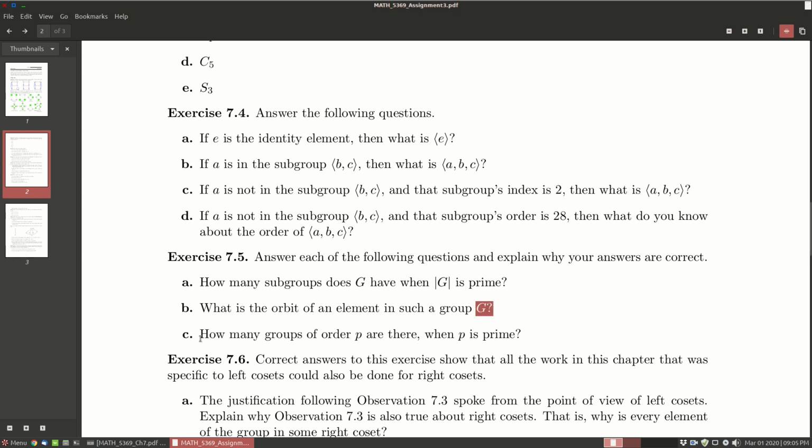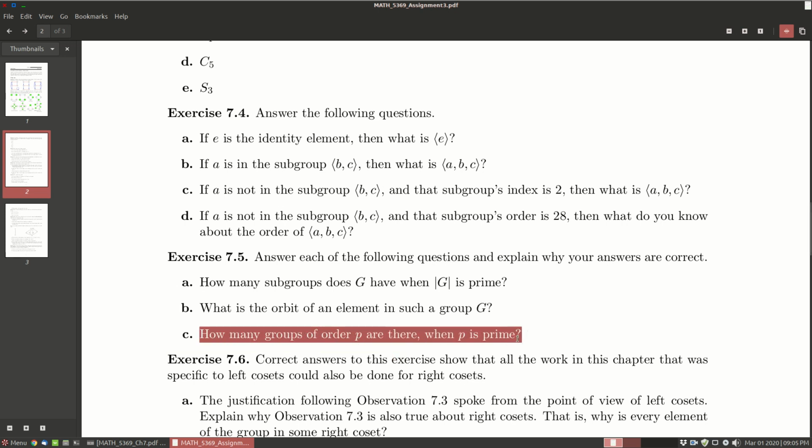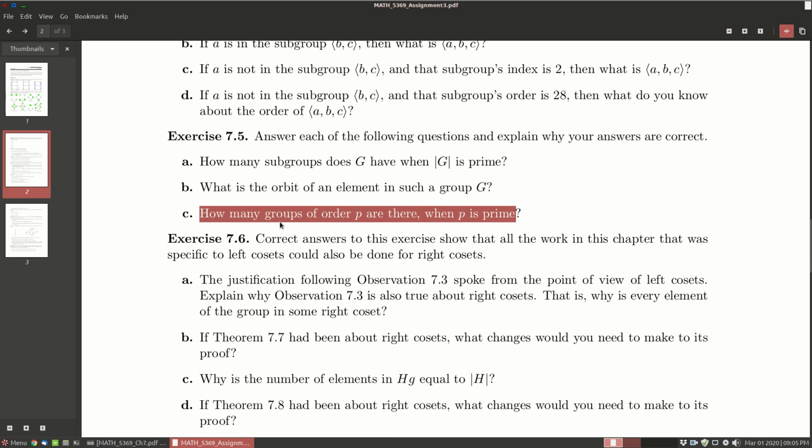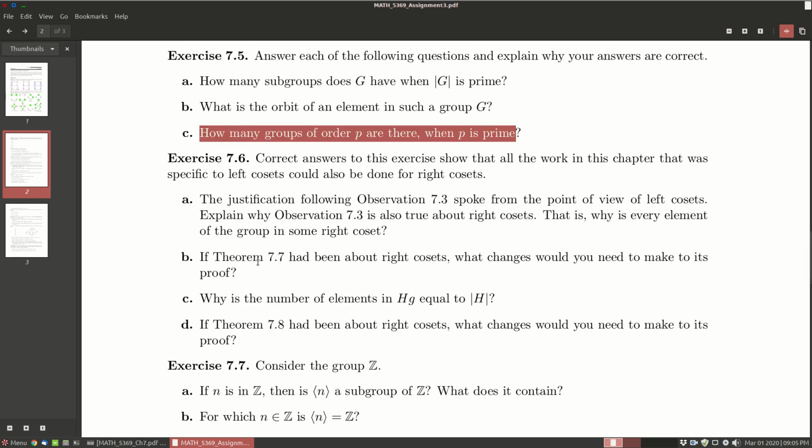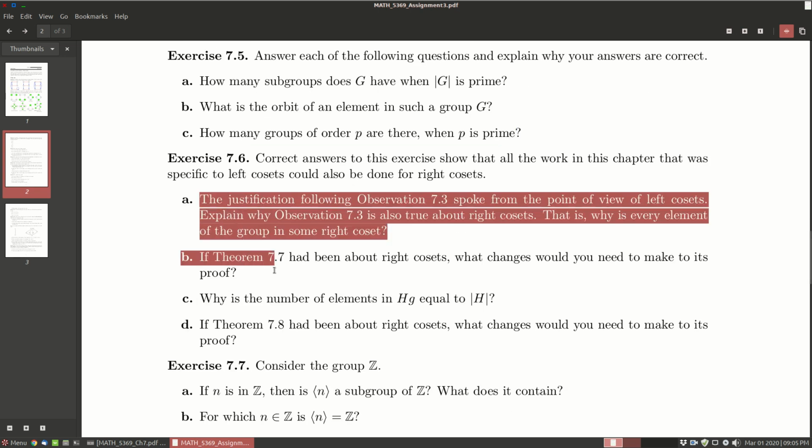All right. And then the last one is, how many groups of order P are there when P is prime? I'm going to let you think about this one, but really what I'm asking you is, for a fixed P, how many groups are there of that order if P is prime? What you have to think about is, what does a group with prime order look like?